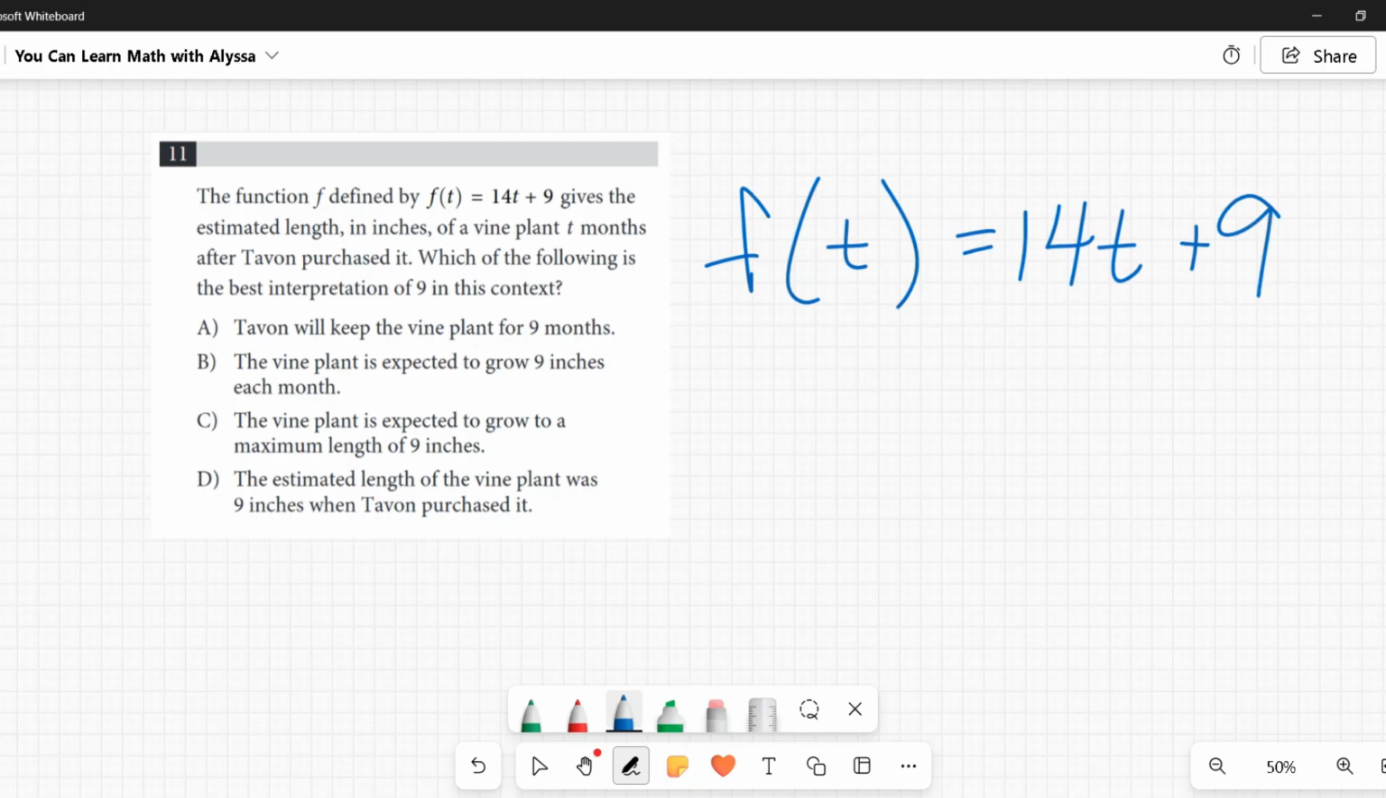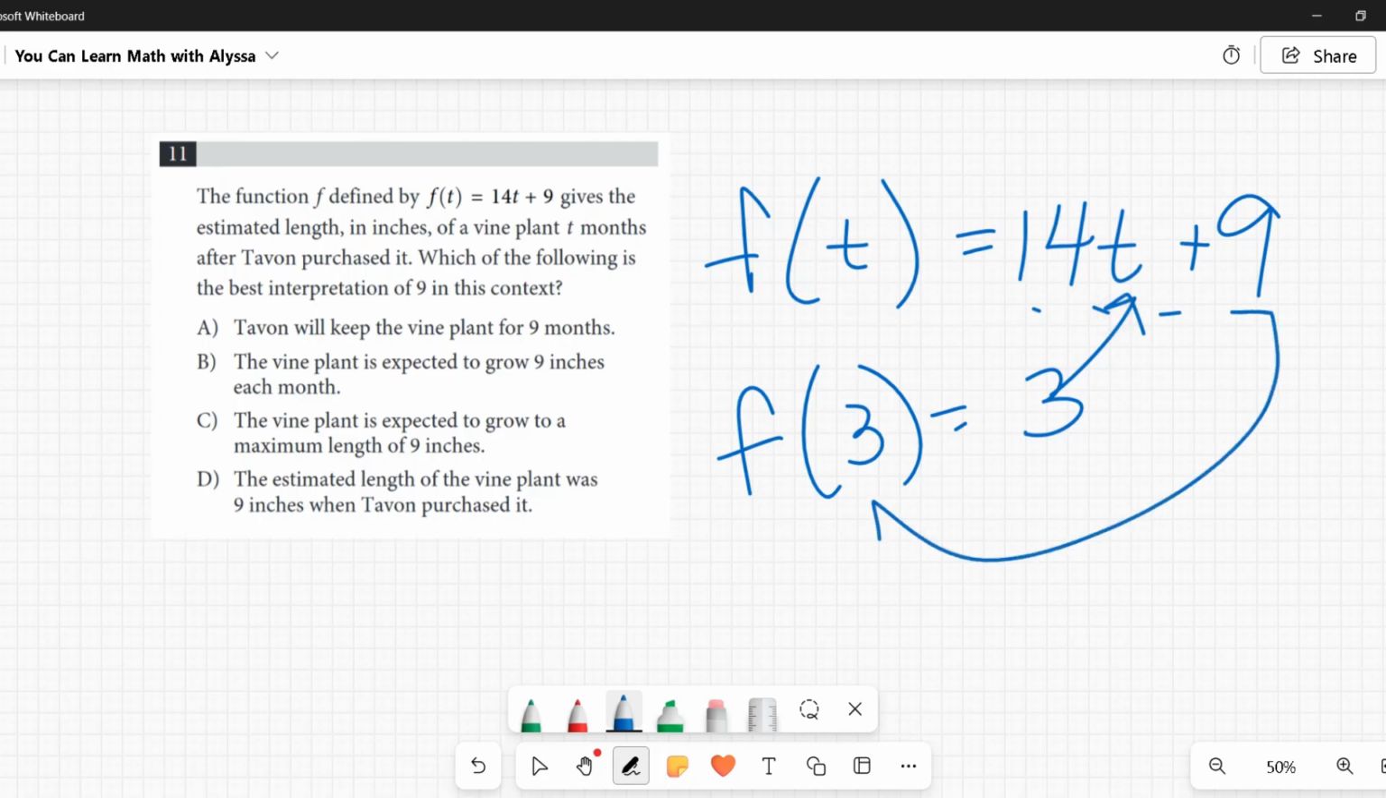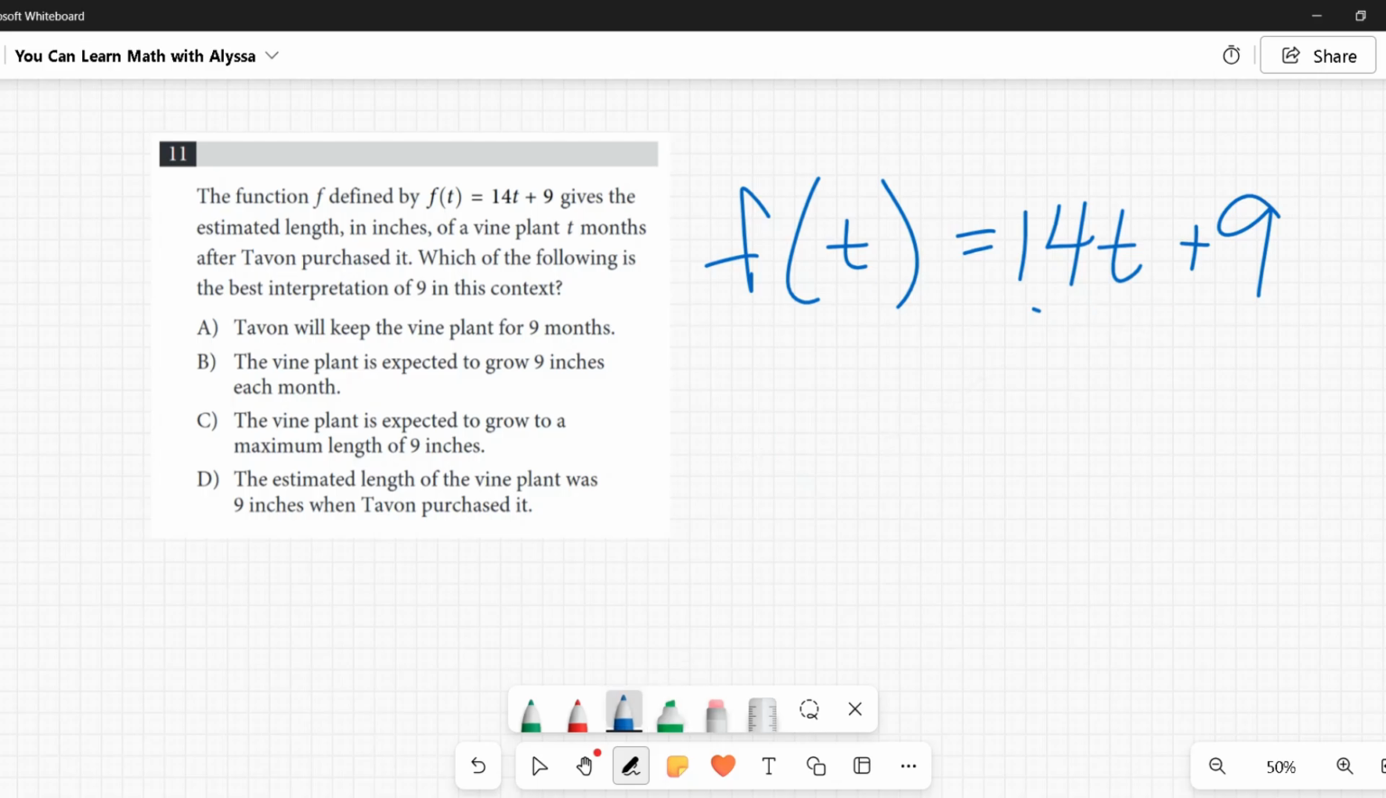So when we have a function, it's saying when I plug in a number for t and then do the math, my output is going to be f of t. So if t is 3, then what is f of 3? It means you're going to put 3 in wherever there's a t, do that math, and that is f of t, the value that you get. This is all about input and output. t is your input, and what you get is f of t, your output. So there's an estimated length in inches of a vine plant t months after he purchased it.